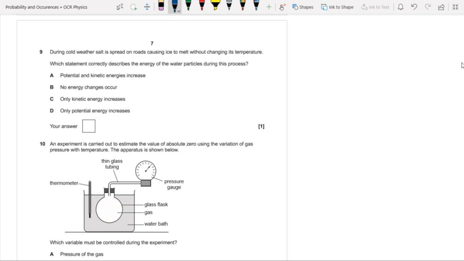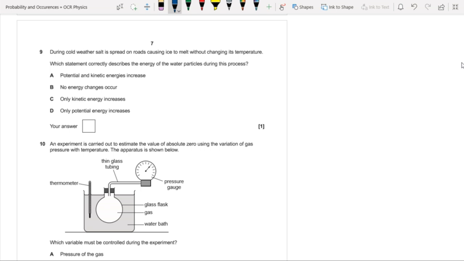If I want to increase the kinetic energy of a material, I would have to apply energy to it. And the most common way is through heating it up. I would have to raise the temperature to increase the average kinetic energy. However, since the temperature is not changing here, the kinetic energy would make no contribution to the overall energy change. So A and C are out.